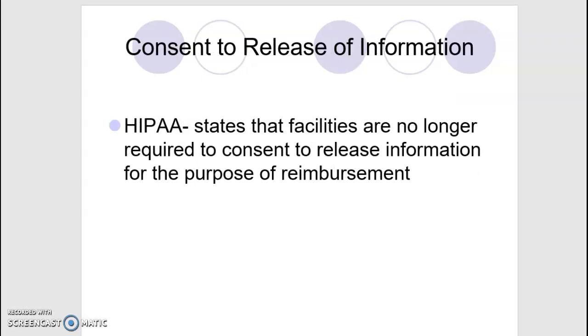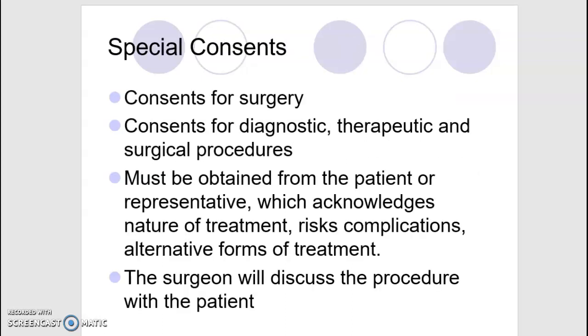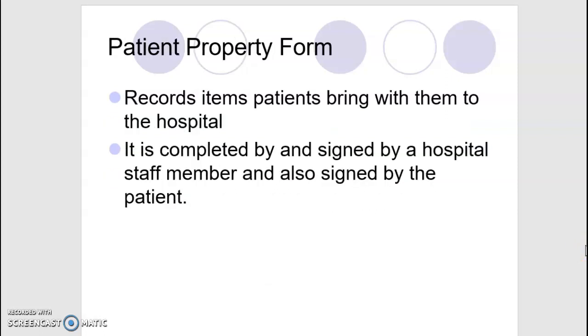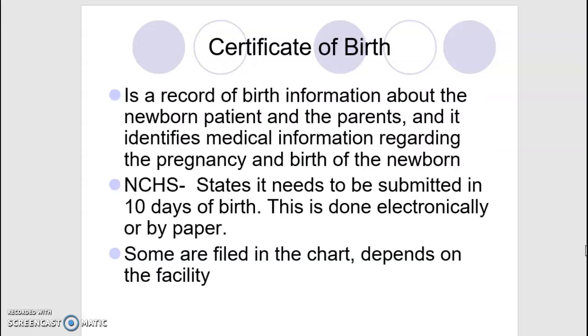One thing to remember with consents: with the surgery, you want a consent for surgery and any diagnostic or therapeutic procedures, and it is actually the surgeon who should be discussing the procedure with the patient, explaining the risks and the complications. There should be a patient property form. All the items should be accounted for, signed by the patient and a hospital member.